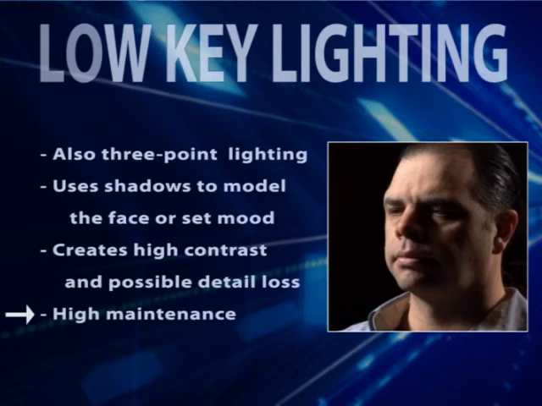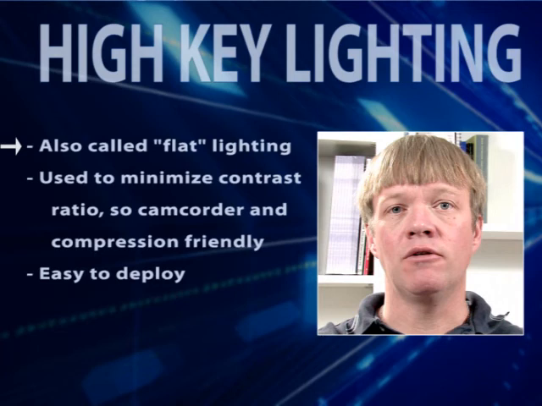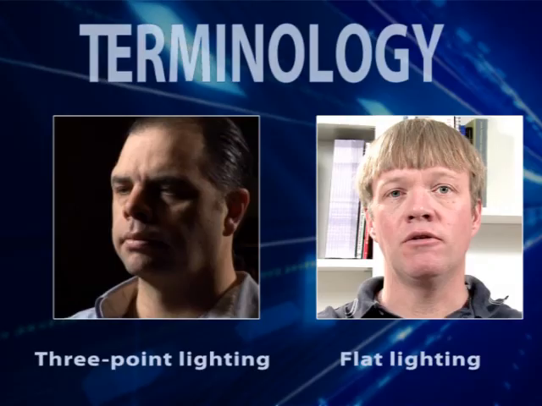Low-key lighting is also high-maintenance lighting, because if the subject moves a foot or two in either direction, you have to move the lights as well. Low-key lighting is also complicated with multiple subjects in the frame. High-key lighting is also called flat lighting, and it attempts to minimize the contrast ratio in a scene, which makes it camcorder and compression friendly. It's simpler to set up for both single and multiple subjects since minor turns in motion have less effect on lighting placement.